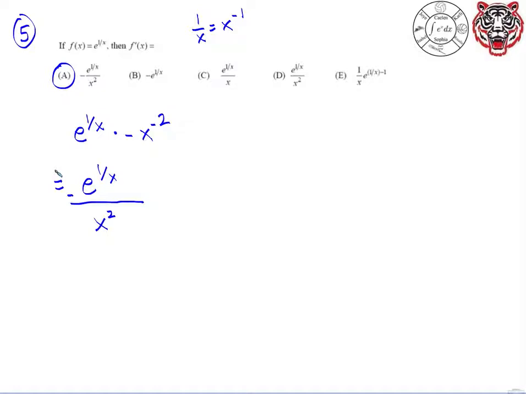All right. Questions on number 5? Wait, how do you get negative x to the negative 2? How'd I get this thing? Kaylin, explain it for us.